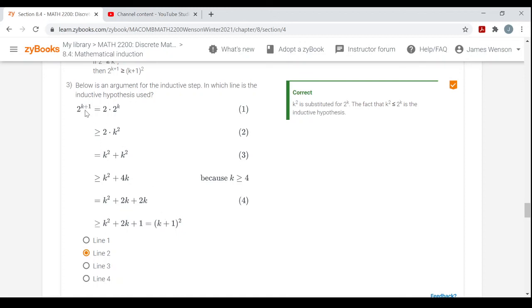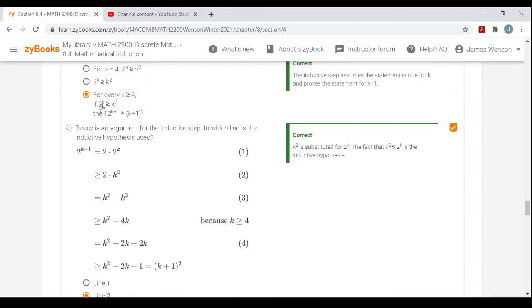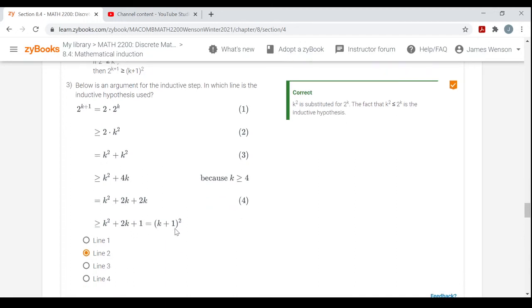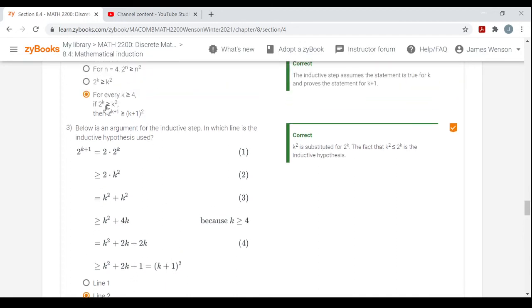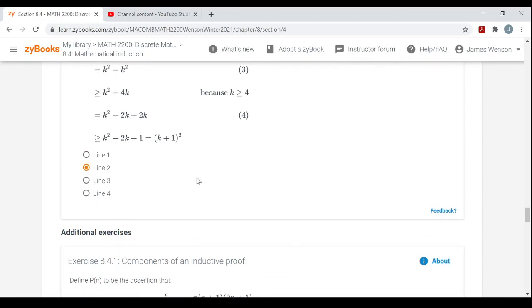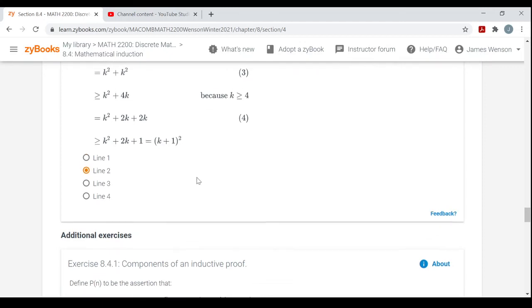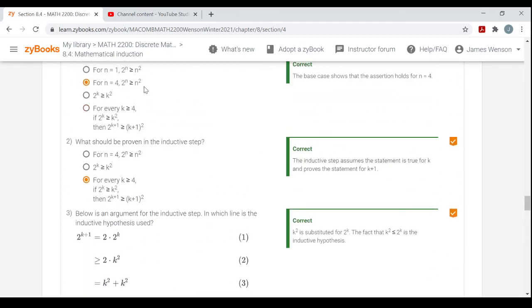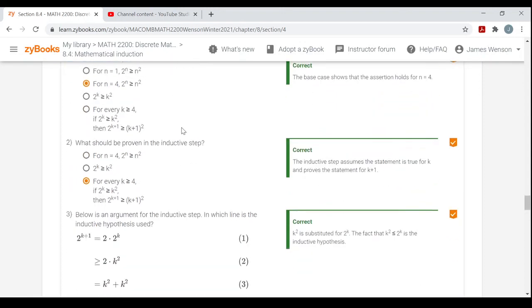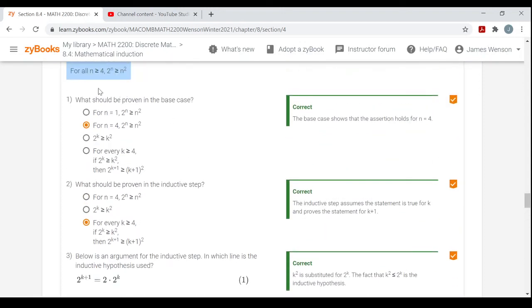So they've shown here that 2 to the k plus 1 is greater than or equal to k plus 1 squared. So if 2 to the k is greater than k squared, then 2 to the k plus 1 is greater than or equal to k plus 1 squared. If it's true for k, then it's true for k plus 1. They've proven that inductive step. And we said the base case where n equals 4 was true earlier, so therefore you've shown that this statement is true for all integers 4 or greater. A lot of stuff.